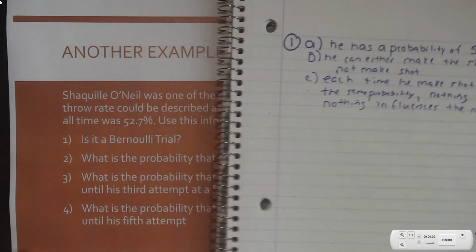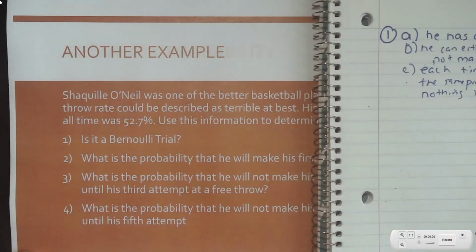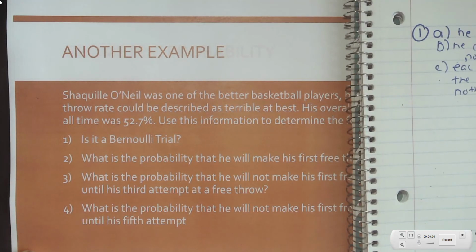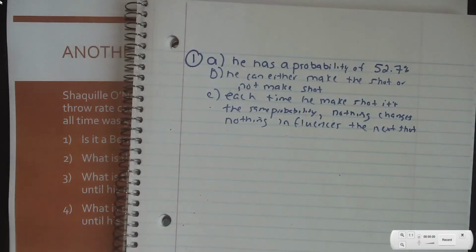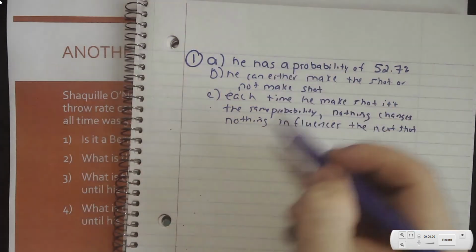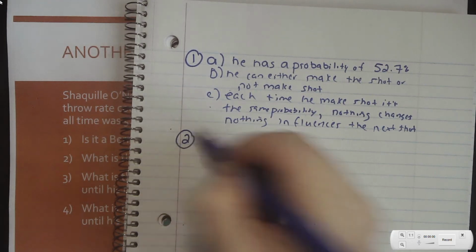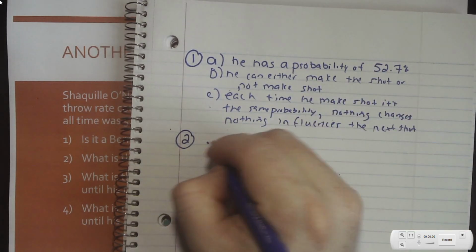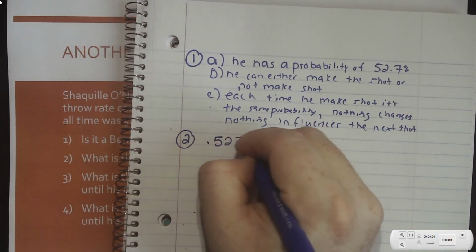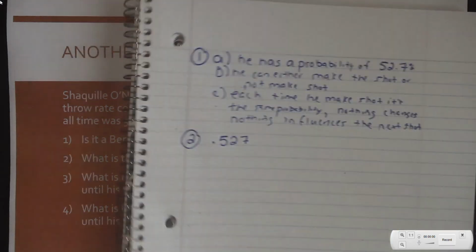Okay, so the question is, what is the probability that he will make his first free throw? Well, he has a probability of making any free throw of 52.7%. So the probability of making his first one would be, I'm just going to convert it into a decimal, 0.527.